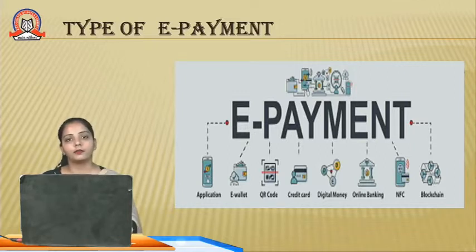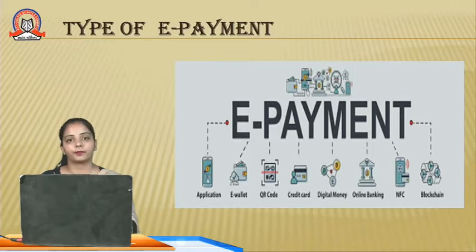Next is digital money. Each and everything on a bank server is nothing but digital cash, digital money. You can just transfer from one account to another account. You can give money from one person to another person by digital money. Next is online banking. It is the most important for e-payment. If you do not have access to online banking, you cannot use any application or credit card and debit card. You have to register your account on an online bank system.